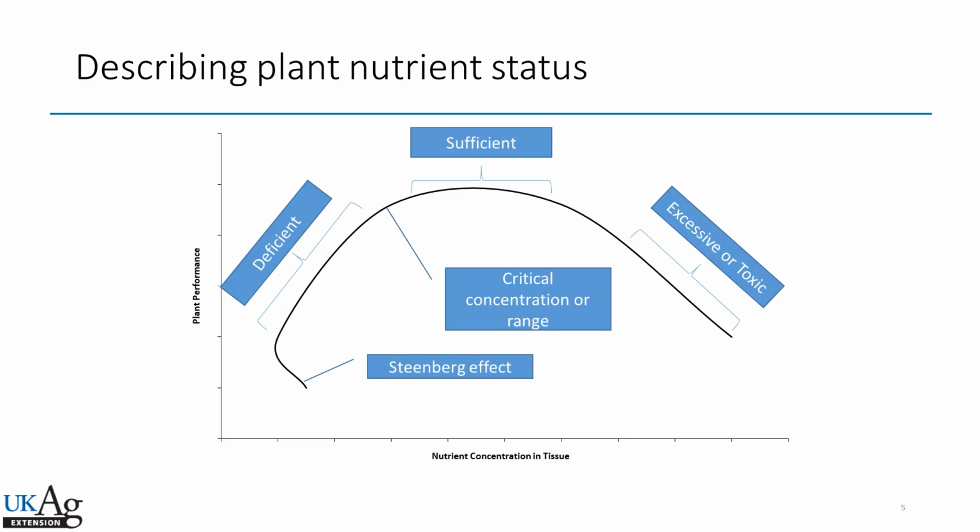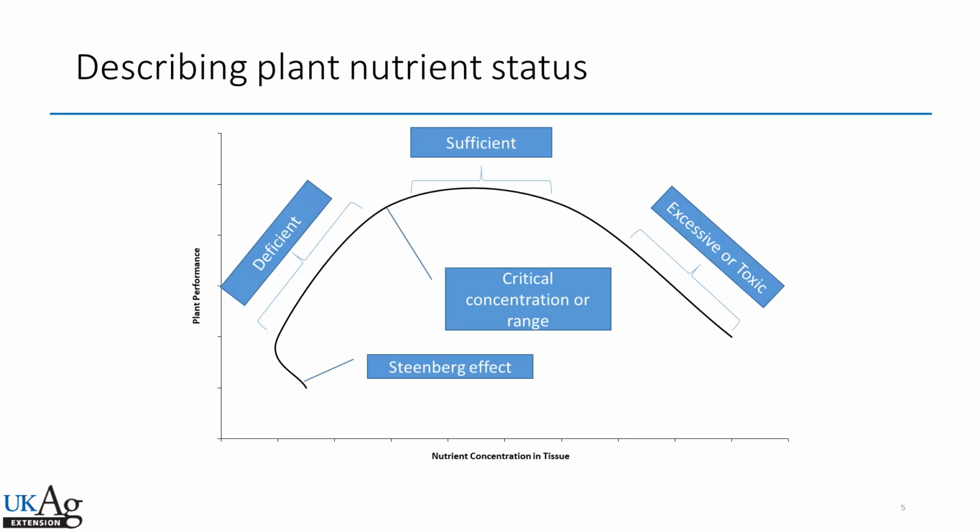When we're describing the nutrient status of plants, we typically refer to the deficient, sufficient, or toxic or excessive status of a nutrient. And so if we look at this figure, we see that what we're talking about is these three parts of this curve, where plant performance is on the vertical axis and nutrient concentration in the tissue is on the horizontal axis. And so as nutrient concentration in the plant increases, the deficiency becomes less severe as we approach that critical range or critical concentration, which is the break point between deficient and sufficient.